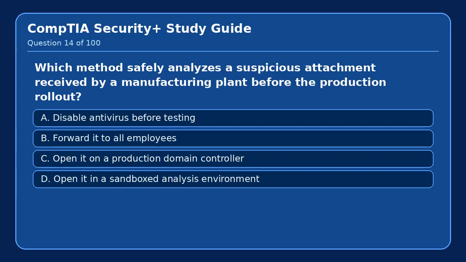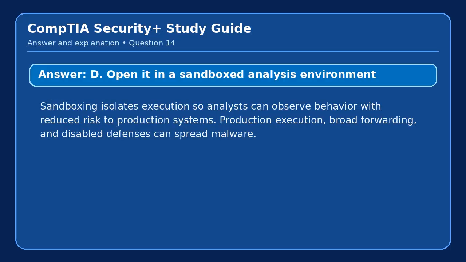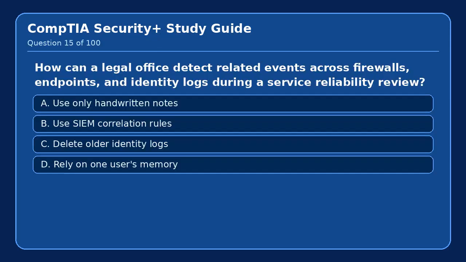Question 15. How can a legal office detect related events across firewalls, endpoints, and identity logs during a service reliability review? A. Use only handwritten notes. B. Use SIEM correlation rules. C. Delete older identity logs. D. Rely on one user's memory. Take a moment to choose your answer.